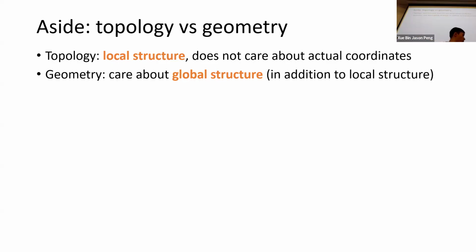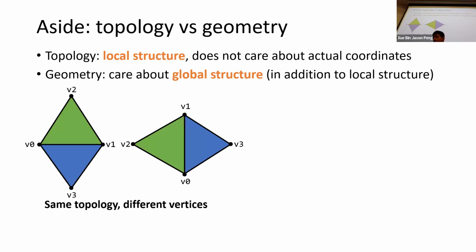So when we talk about the geometry of a mesh, we care not only about how the vertices are connected, but the actual 3D coordinates of the vertices as well. So to see this difference between topology and geometry, let's take a look at some different meshes. Here we have two meshes where one mesh is just a rotated version of the other mesh. For the second mesh, we just took the first mesh and rotated all the vertices by 90 degrees.